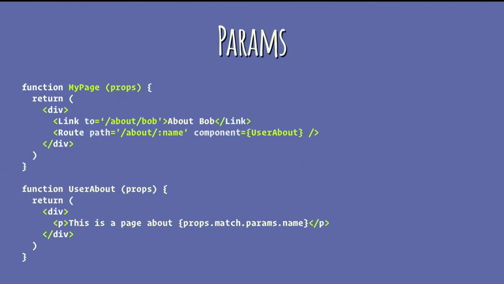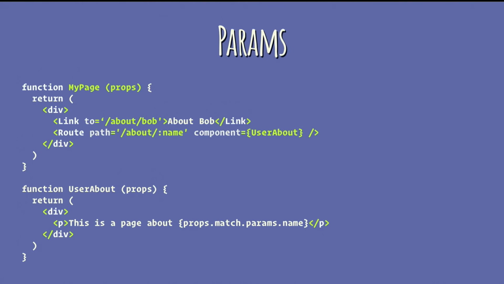So that is a path with a param in it. The link above, /about/Bob, will match that route, so it'll take us to the component user about. When you're using a route to get to a component, 3 props will be passed in automatically: history, location, and match. We won't really talk about location. We're not going to use it, but history and match we will talk about. And match we use to get params.